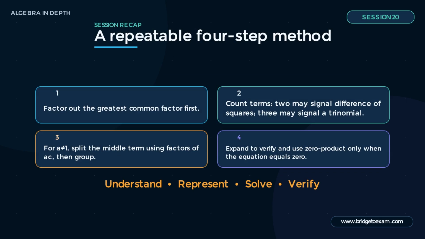Session 20 recap. Factor out the greatest common factor first. Next, count terms. 2 may signal difference of squares. 3 may signal a trinomial. Then, for a > 1, split the middle term using factors of ac. Then group. Finally, expand to verify and use zero product only when the equation equals 0.